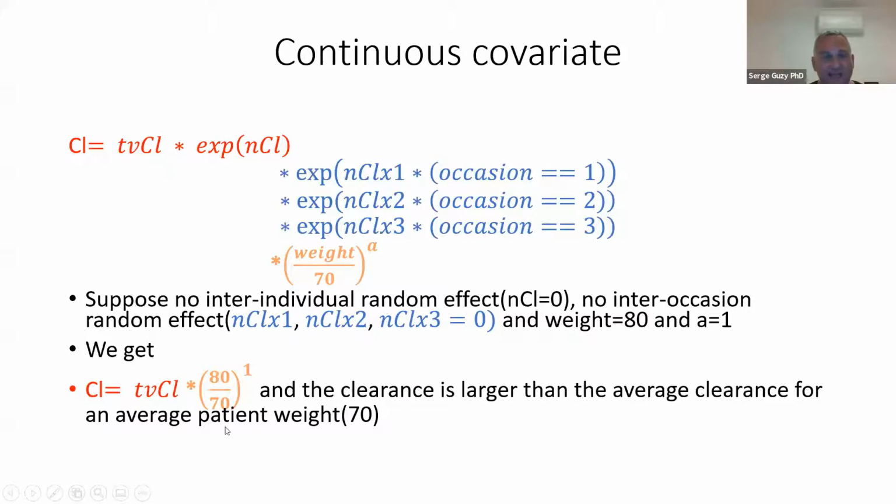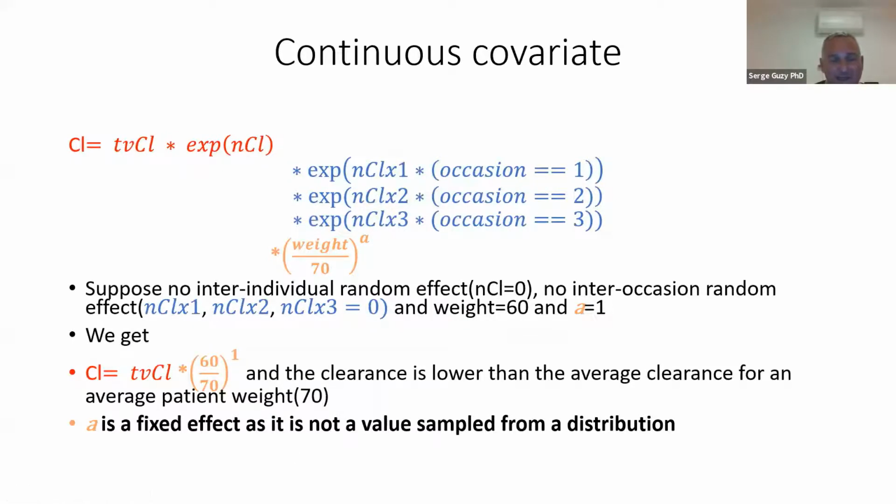Then I gave you again the example. Suppose that I have a patient with a weight of 80 and there's no between subject variability and no interoccasion variability. Then you can say that this clearance is larger than the average clearance because A is positive. And you can see here that if the weight is less than the average, then this patient has a clearance that is less than the average. The value of the weight will determine if I have a clearance that is larger or less than the average. The sign is going to tell you the trend, if it's a positive trend or a negative trend, and that's the A value.